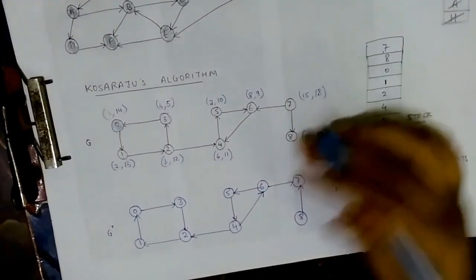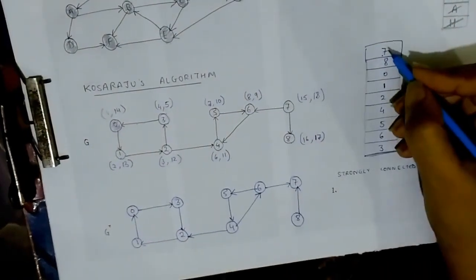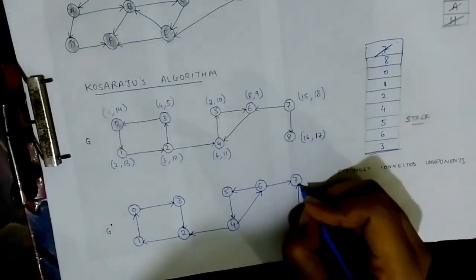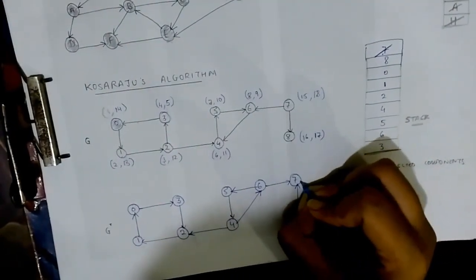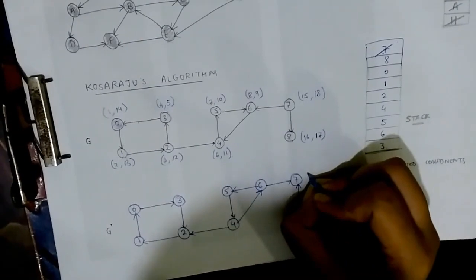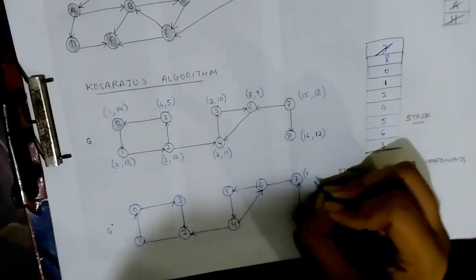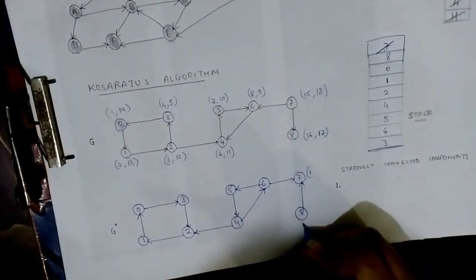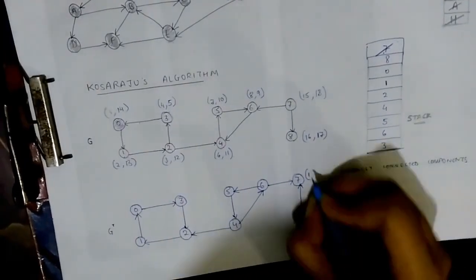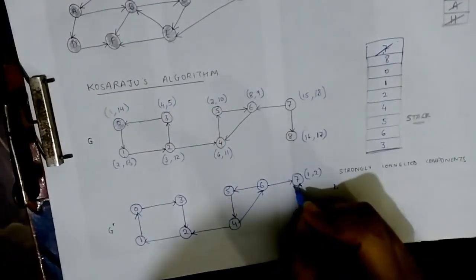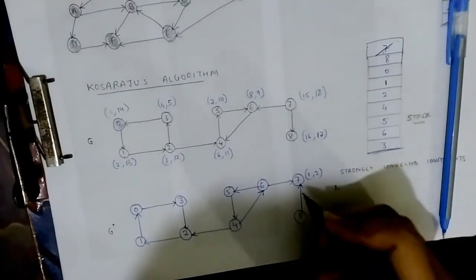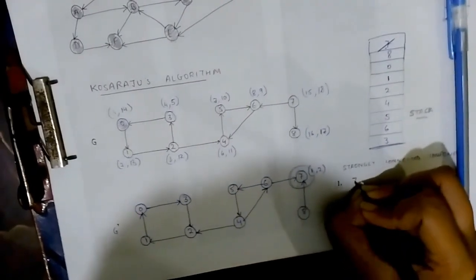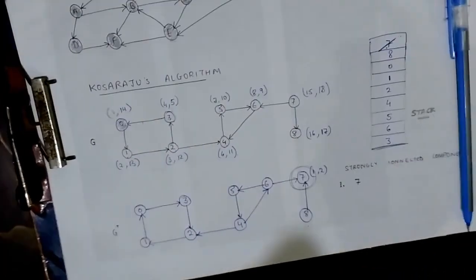Let's do this. At the top, we have 7. Let's pop it. We pop 7 here. We'll do DFS on 7 now. So 7 is visited. From 7, is there any other vertex we can go to? No. So we'll end it here. This gives us one strongly connected component. 7 would be one strongly connected component.